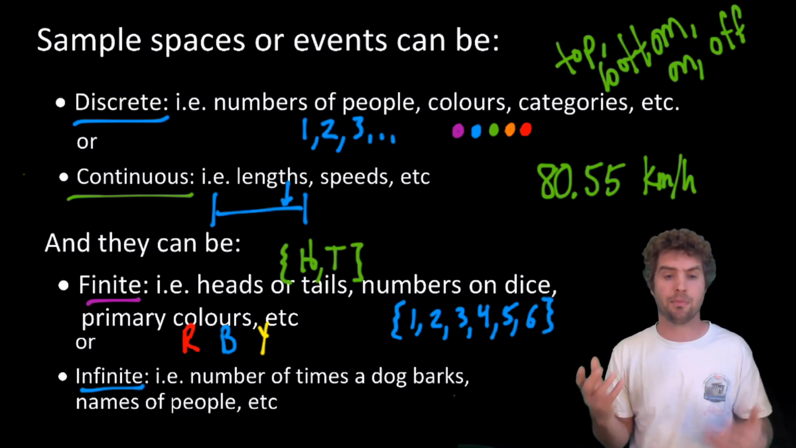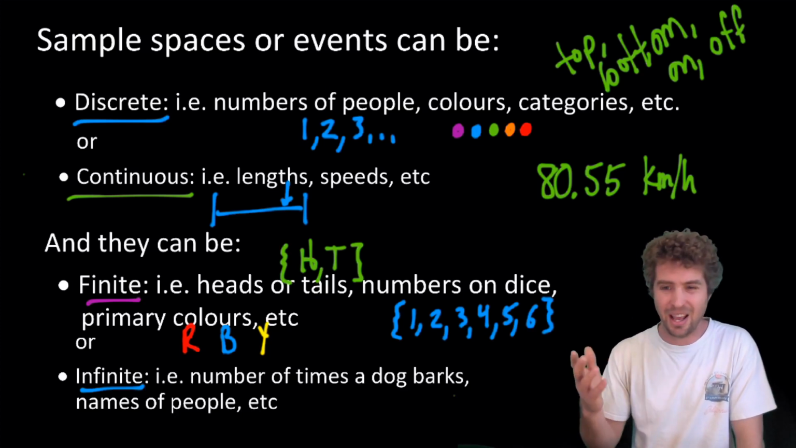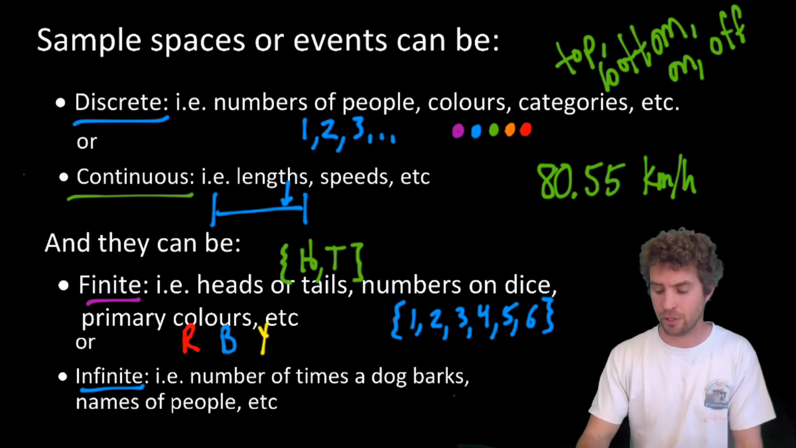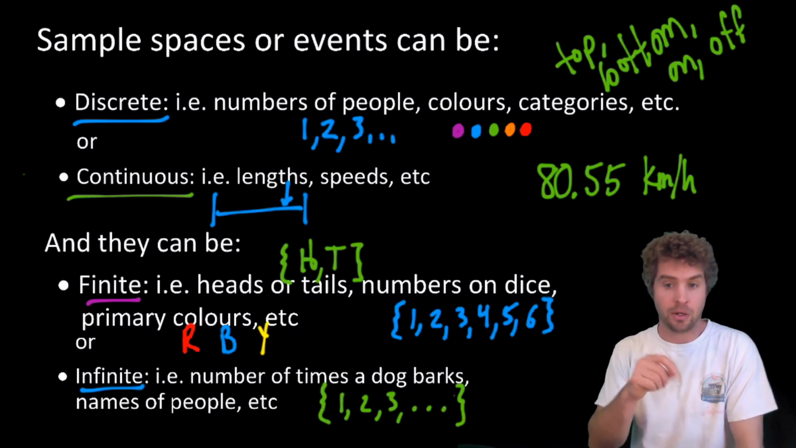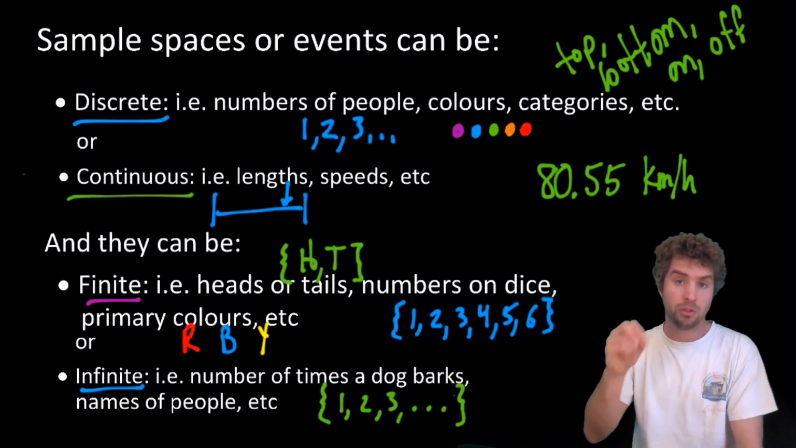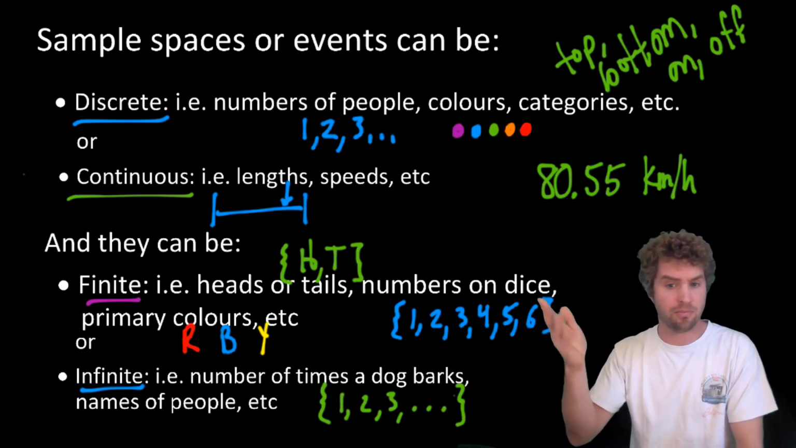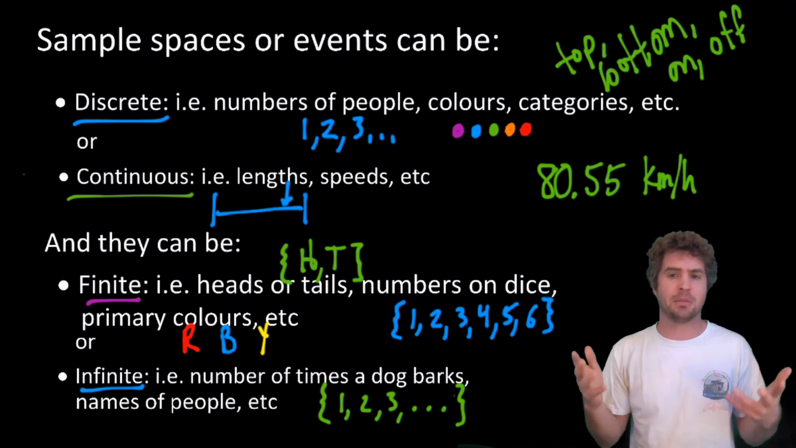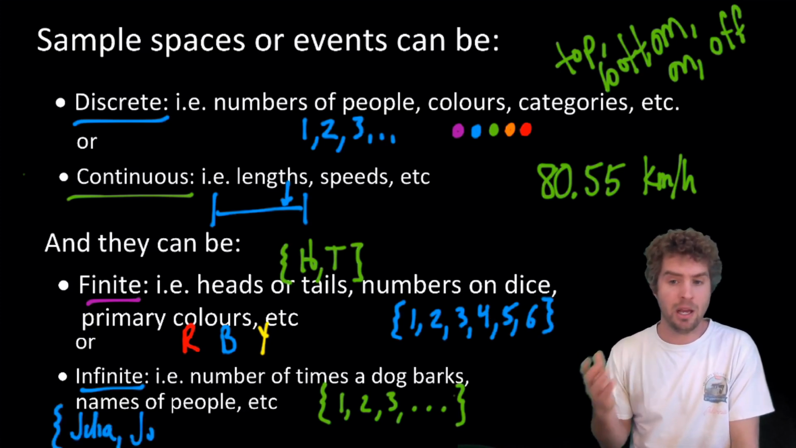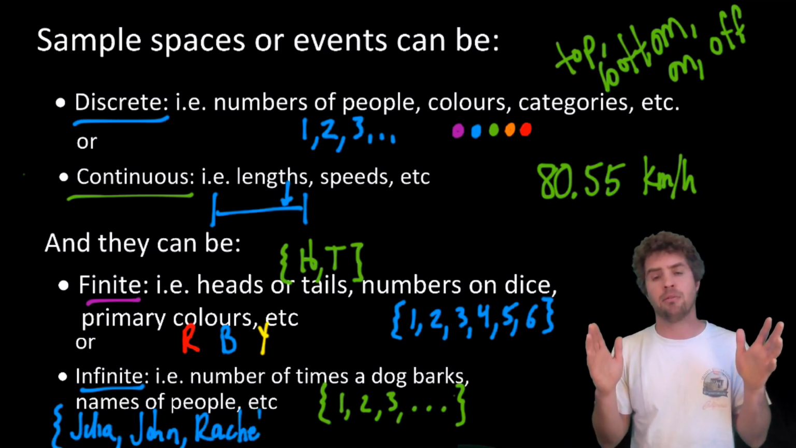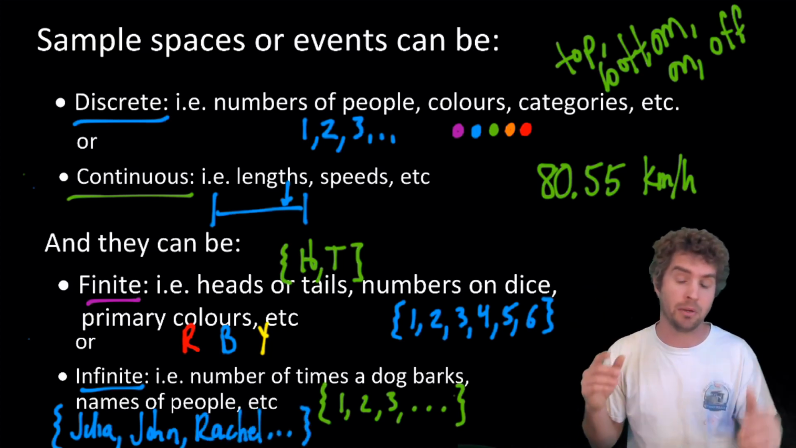Or we can have sample spaces and events with infinite outcomes, right? So things that you can't sort of make a list of every single thing that can happen. The number of times a dog barks, you can represent it as 1, 2, or 3, and so on, because there's no sort of maximum amount that a dog can bark. Or names, right? There's no absolute list of names that will ever be or could be.